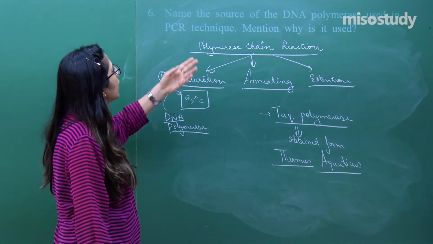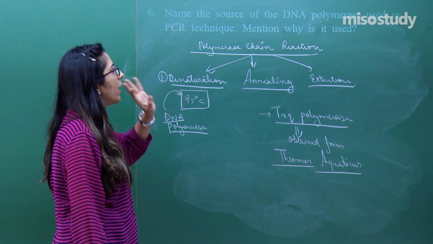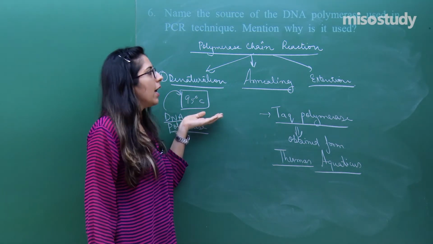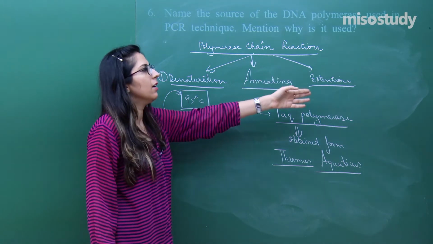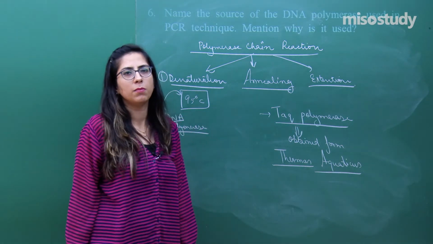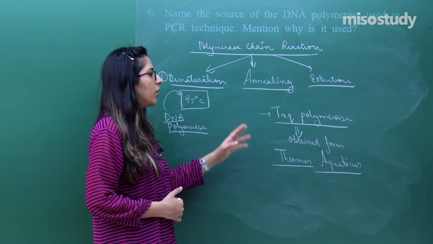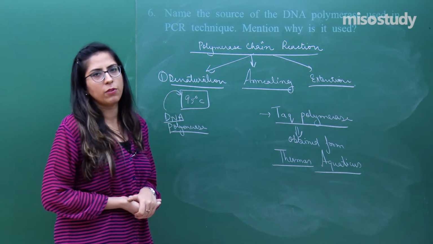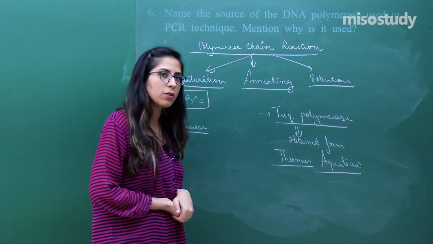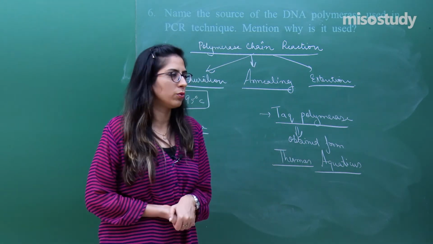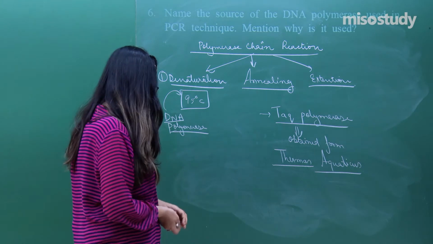and that is the source of the DNA polymerase. And mention why it is used, because the temperature during the denaturation step is very high, and also adding the DNA polymerase again and again at the extension time is very difficult and very time consuming. That's why Taq polymerase, which is obtained from this bacteria which lives in hot springs, can easily survive this much high temperature. So this was question number 6.